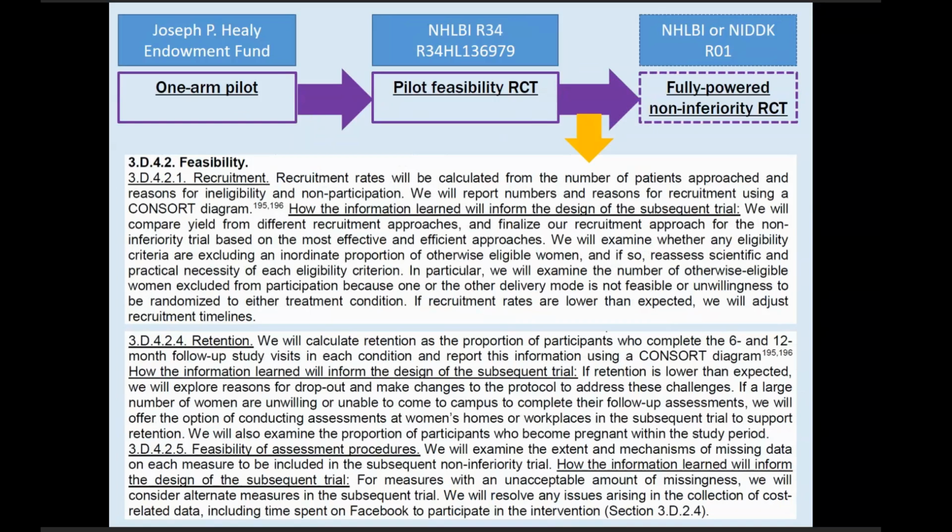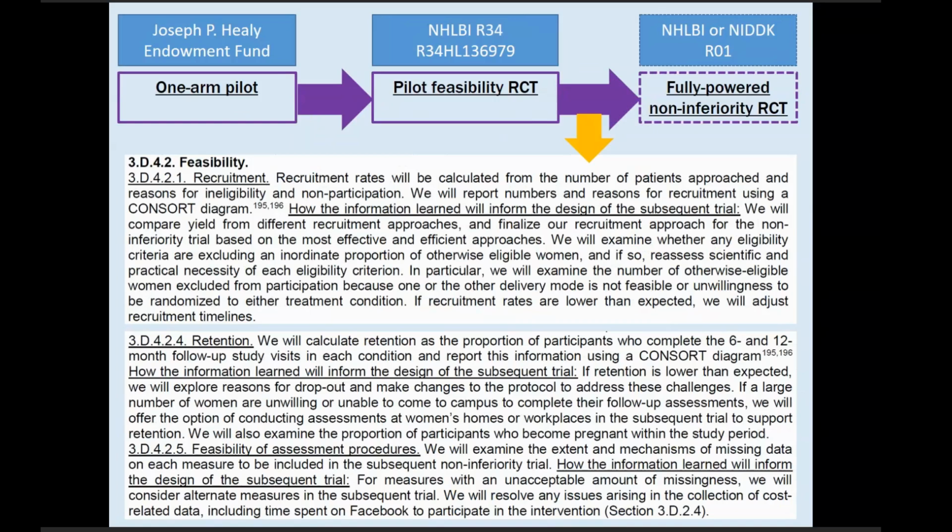So for instance, with recruitment, not only are we going to be able to know, can we recruit at the yield that we need, at the recruitment pace that we need, but also are there any eligibility criteria that are excluding an inordinate number of otherwise eligible women that we don't actually need to be including as eligibility or exclusion criteria. Also, one big issue is that since we are randomizing women to an in-person versus a Facebook delivered intervention, are there a lot of women who are not eligible, not interested in participating because they're not willing or it's not feasible for them to participate in one or the other interventions?